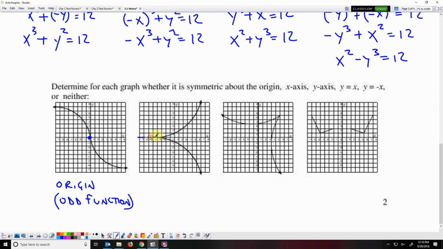This one right here, it looks like I've got a line of symmetry right there, and that is the x-axis, so this has symmetry about the x-axis. This one, I've got a line of symmetry there. That's symmetry about y equals x. And for this one, I've got symmetry right there. So there's my two parts of the graph. I've got symmetry there. That is symmetry about the y-axis. And that one also had a special name. That one is called an even function.